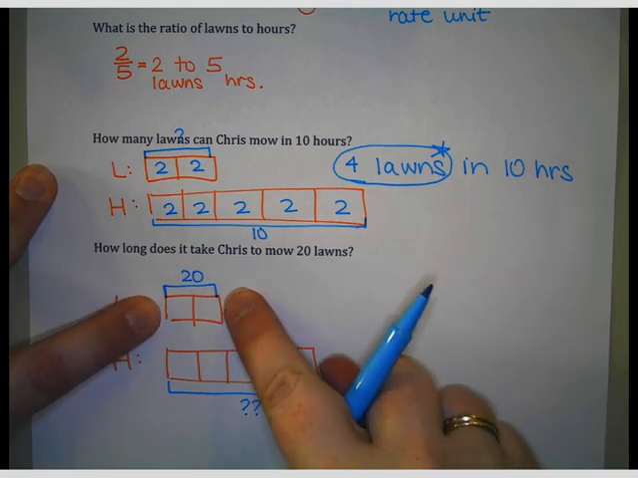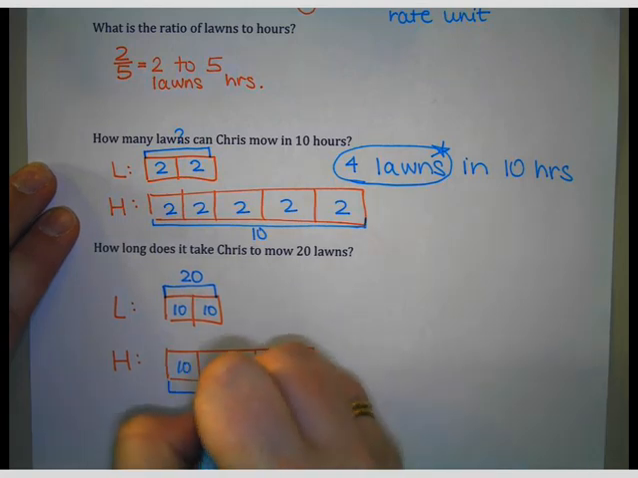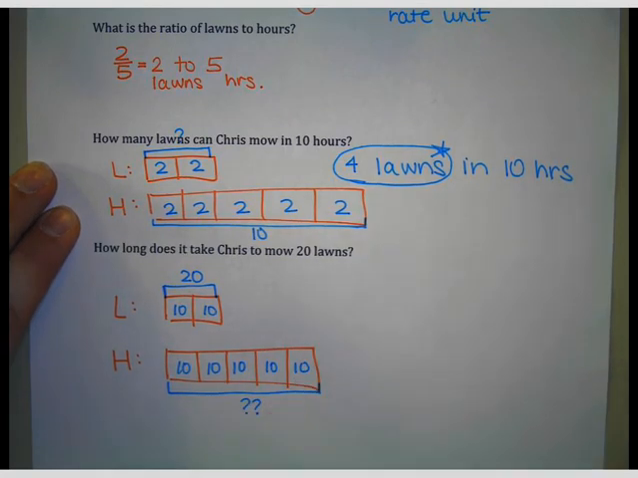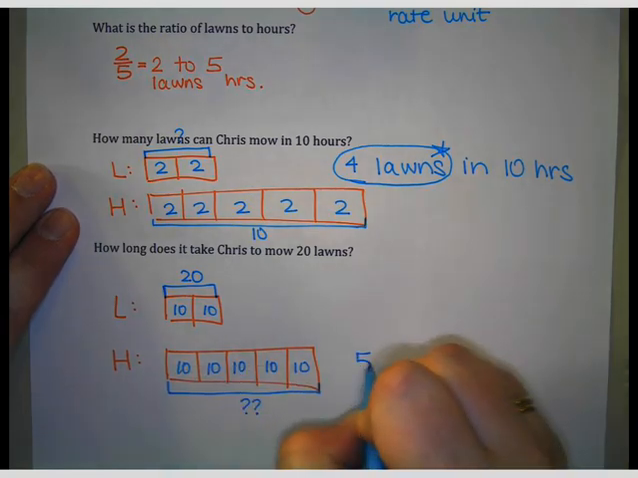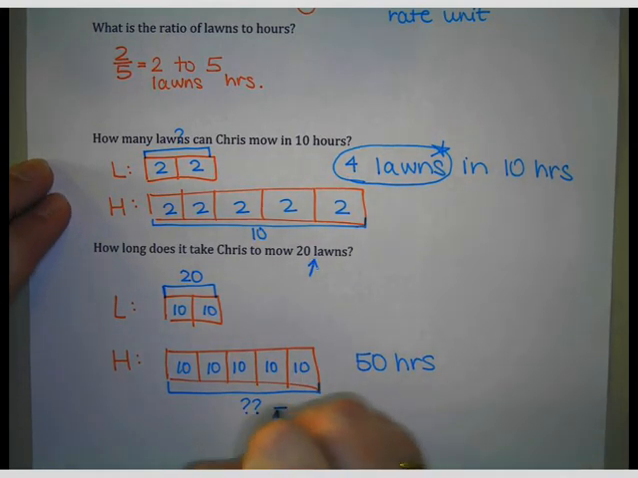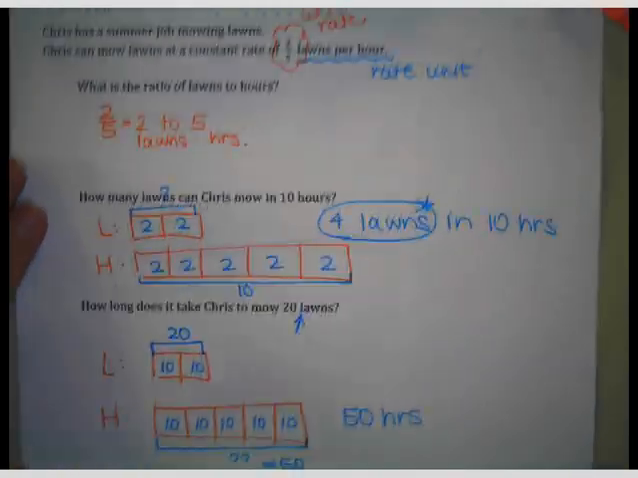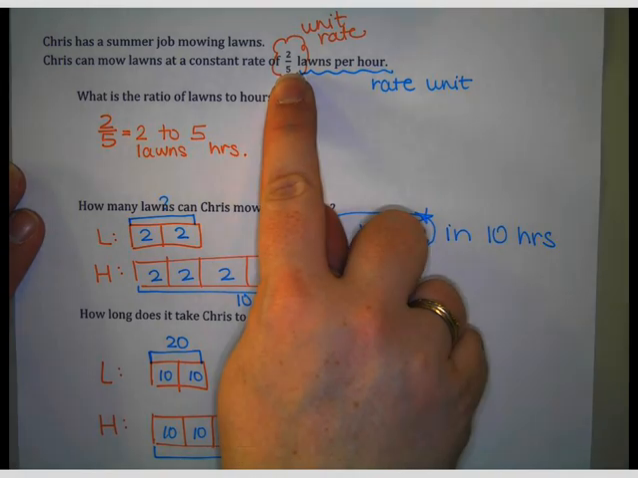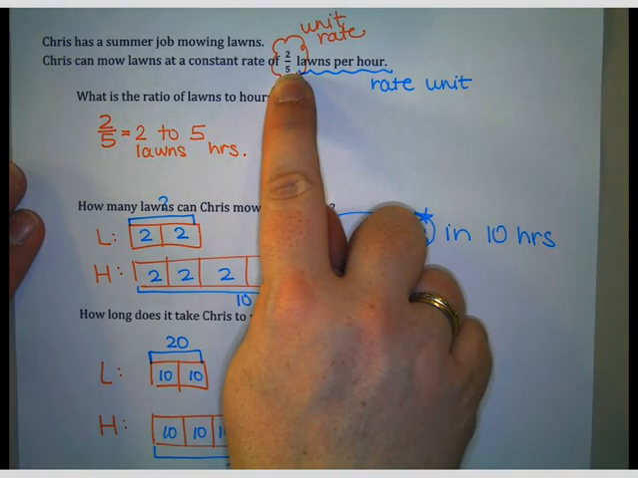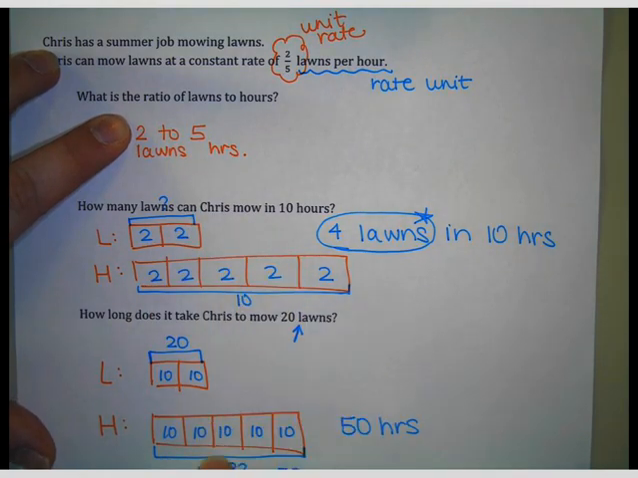If the whole lawns bar is 20, each box is 10. My C number stays the same. Each box is 10. So the number of hours is going to be 10, 20, 30, 40, 50 hours of work to mow those 20 lawns. This is 50 hours. But I solved this problem because I understood that when it gave me a unit rate, I could turn that unit rate into a ratio, and then I could use the ratio to solve the problems.